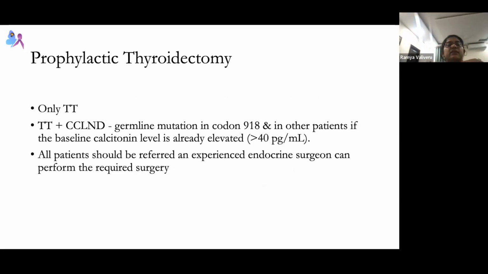So for prophylactic thyroidectomy, if there is no calcitonin elevation, only total thyroidectomy. If there are any nodules, or if there is any slightest elevation of calcitonin, then we can choose to perform TT plus prophylactic CCLND. But in children, we generally try to avoid it because they're too young and we can't afford to lose the parathyroids. So all the patients should be referred to an experienced endocrine surgeon who is trained to do these surgeries in the pediatric population. I haven't yet got a chance to operate on a pediatric thyroid.